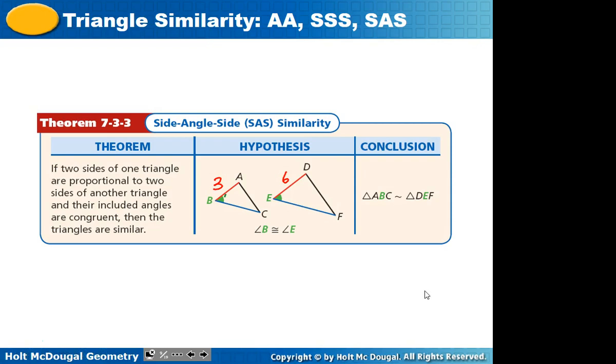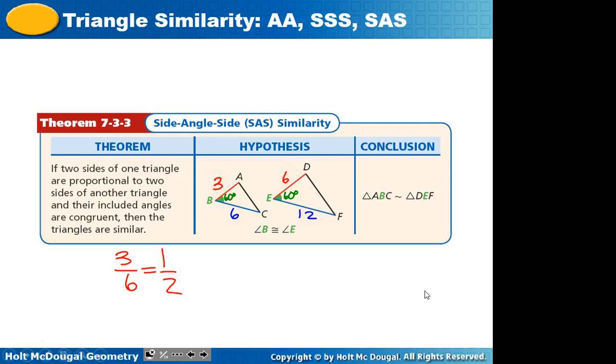I'm going to say that this angle is 60 degrees and this angle is 60 degrees. And I'm going to say that this one is 6 and this one is 12. So let's work through this shape again. If we start with the 3 and the 6, shortest side and shortest side, 3 over 6 equals 1/2.